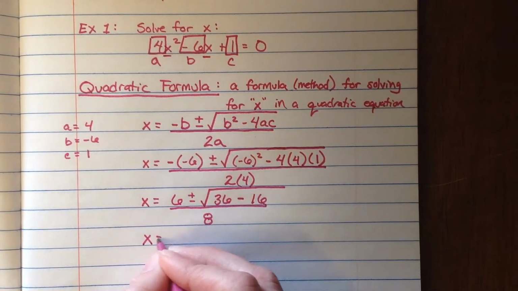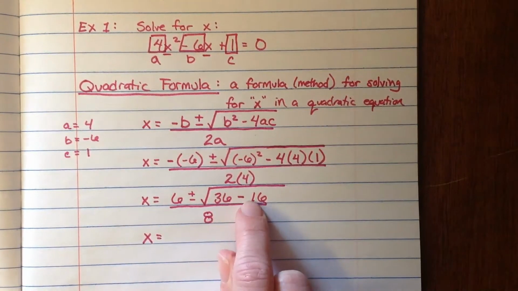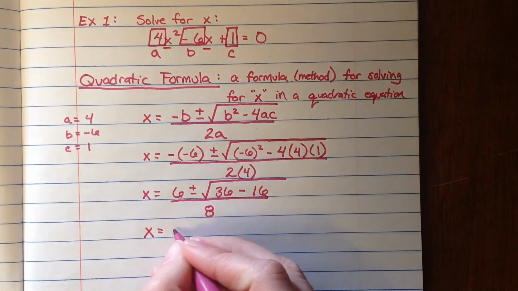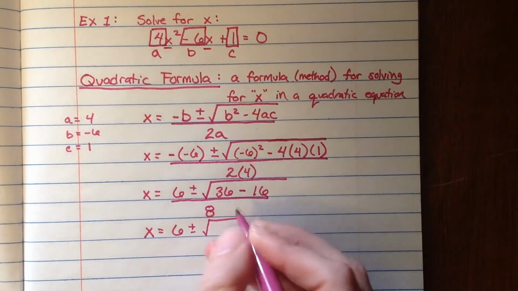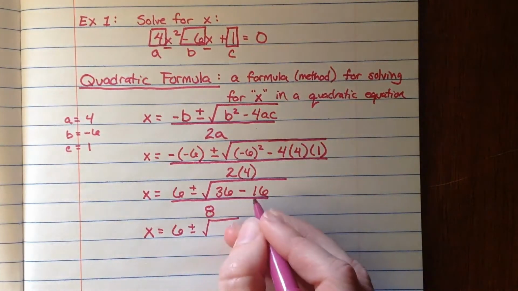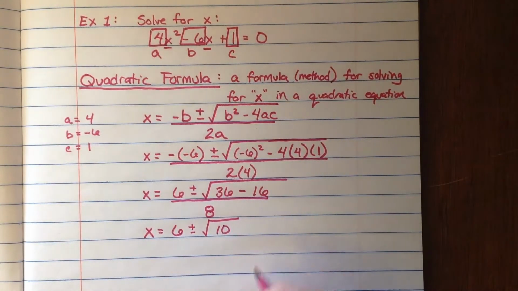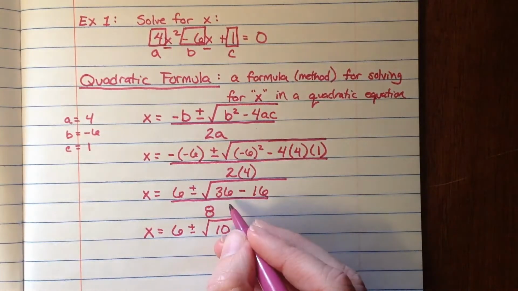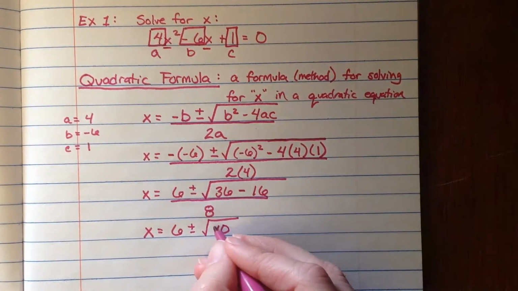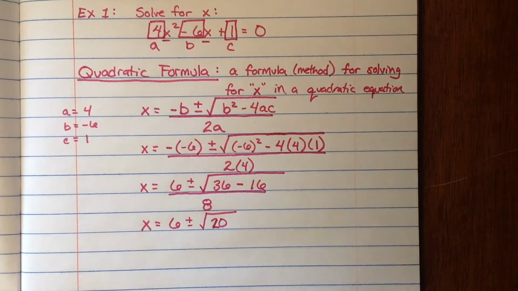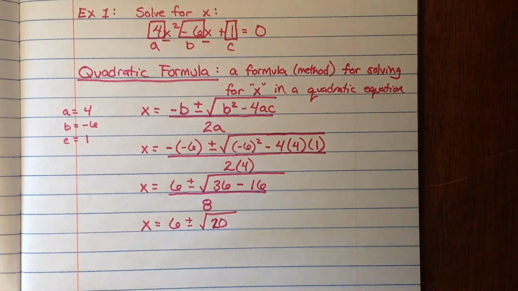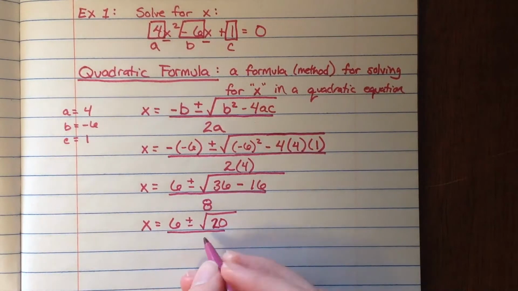I've got one more step to complete, which is to completely simplify what's underneath the square root. And so 6 plus or minus the square root of 36 minus 16 is 10. Not 10, y'all. My goodness. That's 20. Type it in your calculator if you're confused, like I am. 36 take away 16 is definitely 20. And then that's still over 8.